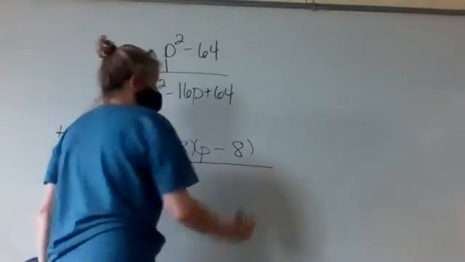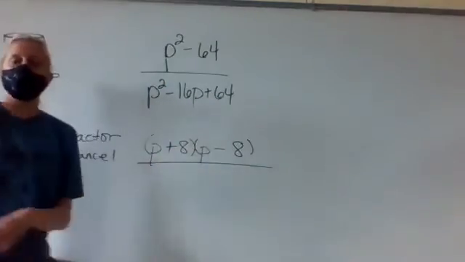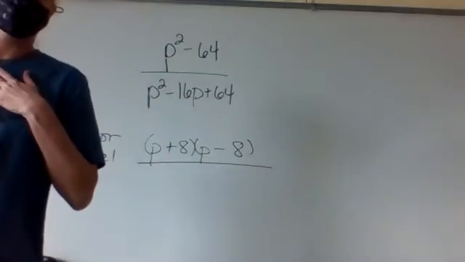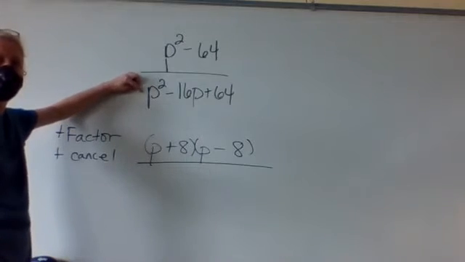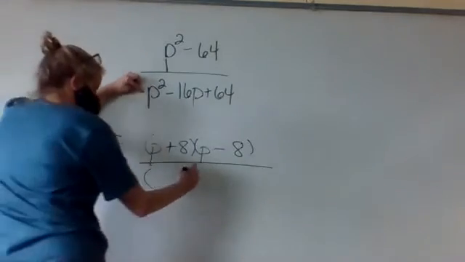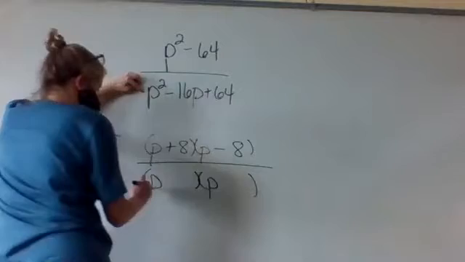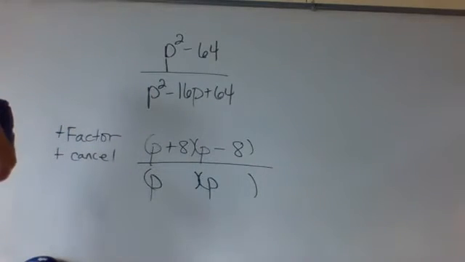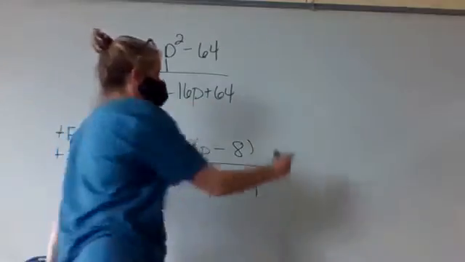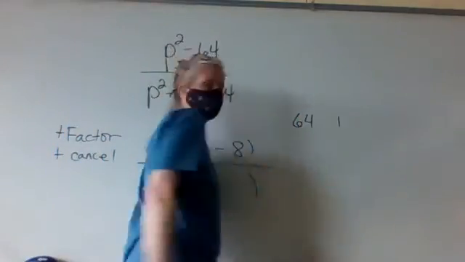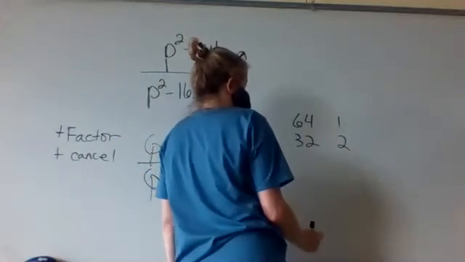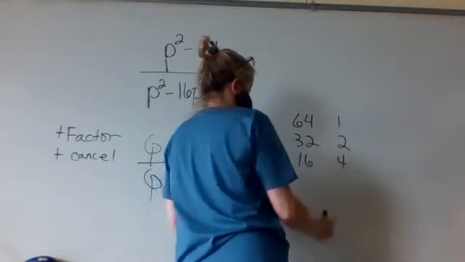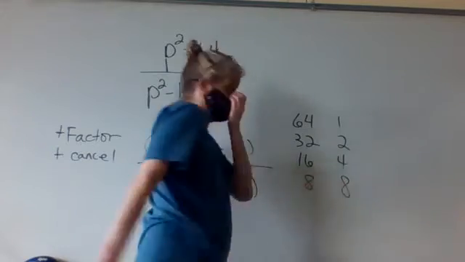Now do the bottom. This one is a trinomial, like all those first problems in this section were. It's a good kind, right? It's not the long method. The long method is if there's a number in front of that p squared. If there's not, there's only one way to get p squared, p and p. Got to multiply to get 64. 64 and 1. 32 and 2. 16 and 4. 8 and 8.